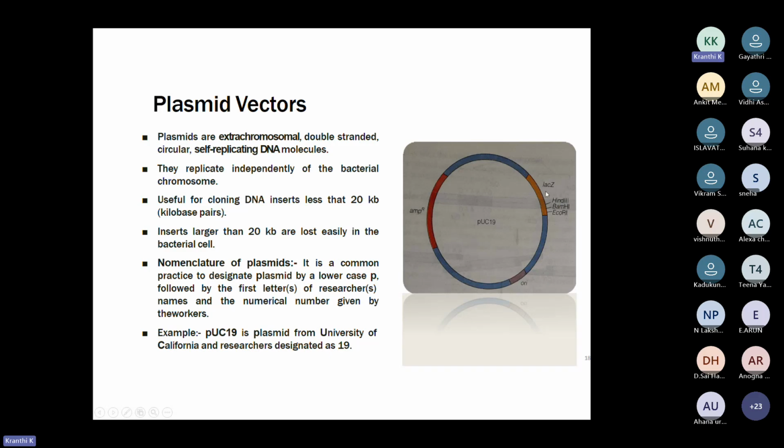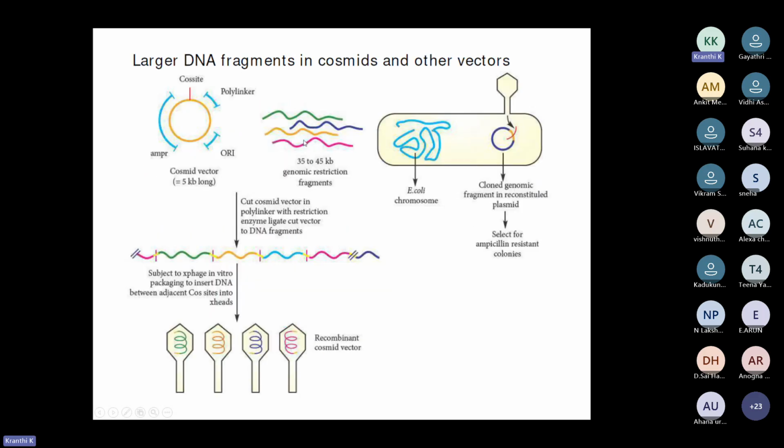It has lacZ, HindIII, BamHI, EcoRI; these are the sites where the restriction endonucleases will work to cut this one. Like this, we have different sites. Clear? Now, larger DNA fragments in cosmids and other vectors. See, this is the cosmid vector. It can accept multiple foreign DNAs, 35 to 45 kb also they can accept.